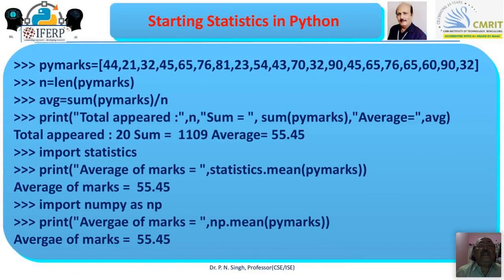Now starting statistics in Python, so I will not give more time than that. You have taken a list in Python, you are finding the length and you are finding the average for this. Average, mean, and sum, I will not take more time. Everybody understands what mean is. But here, a statistics package is also there, so directly you can compute the mean. And I know how to compute it. We know how to compute the average of all the marks.